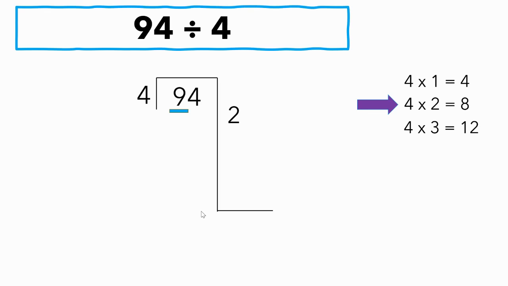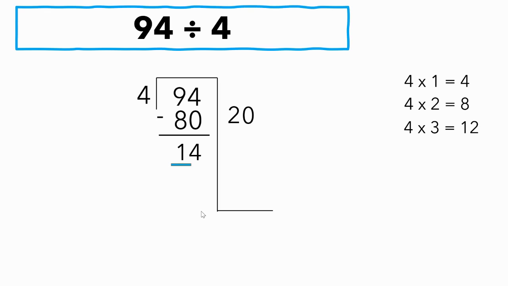So we're using the second multiple of 4. We're going to put a 2 to the right of the symbol. But remember, the 9 is in the tens place. So we actually want 2 tens. 4 times 20 is 80. Now we can subtract. 94 minus 80 is 14.